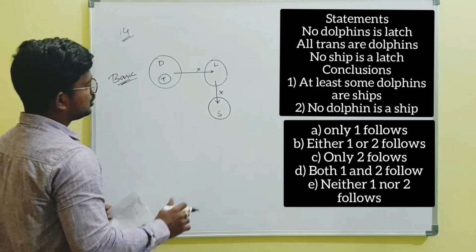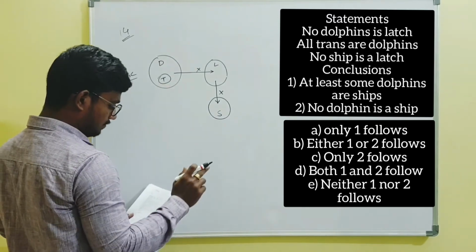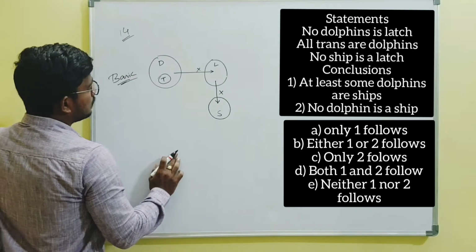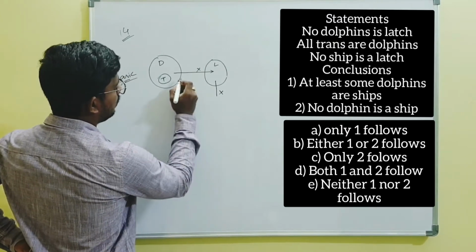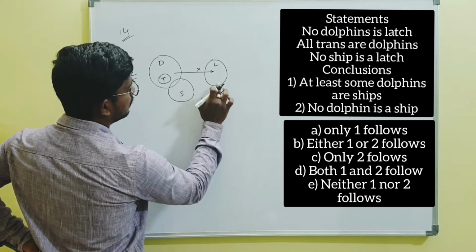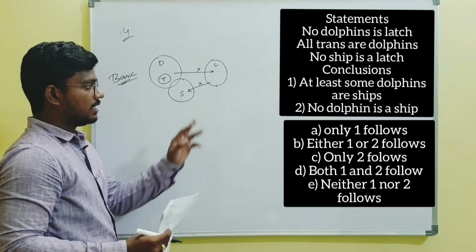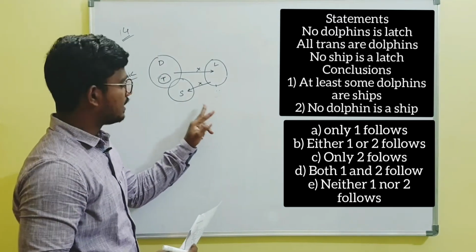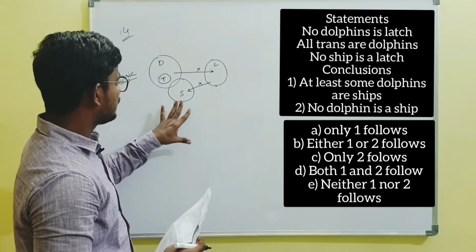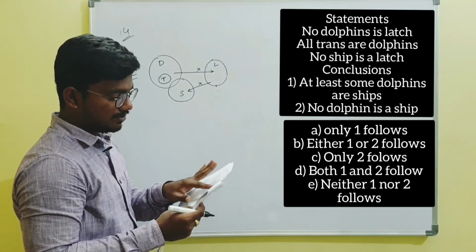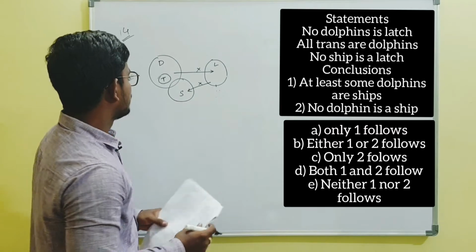No dolphin is a ship. Here, by observing the basic diagram, we can say that no dolphin is ship. But see, I will take alternative diagram as S here, and as no L is S, I will take, see, here the given statements is verified by drawing this diagram. So I will take this as alternative diagram for my basic diagram, and in this case also the statements are verified. Here the statement is all trans, no ship is latch. See here, no ship is latch is verified. So this is my alternative diagram.